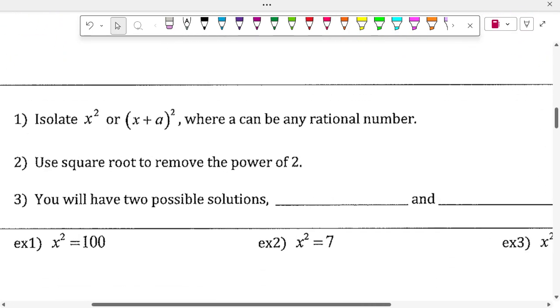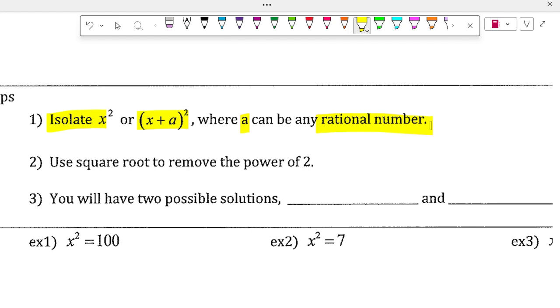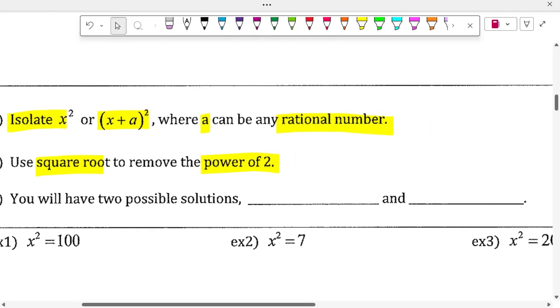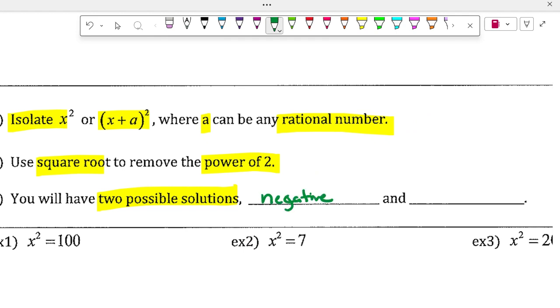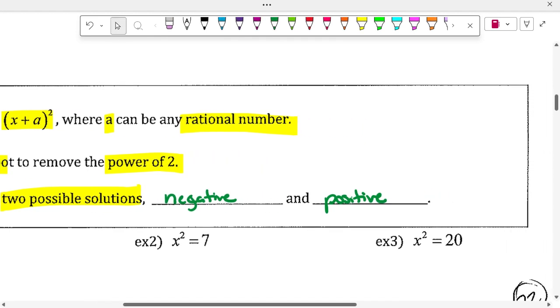So steps for solving by a square root. It's pretty straightforward. You isolate the x squared or the binomial squared, where a is any rational number. You take a square root to remove the exponents. And you should have two possible solutions. So remember the negative version and the positive version. That's where that plus minus comes into play.